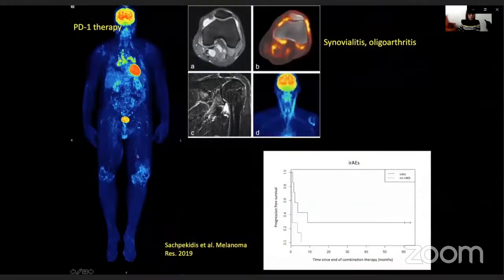This patient was treated with PD-1, with pembrolizumab, if I remember correctly. And we have here the classical distribution pattern with an enhanced FDG uptake due to arthralgia in the knees and also in the shoulders. But the most interesting thing is that this patient showed a sarcoid-like reaction in the mediastinum.